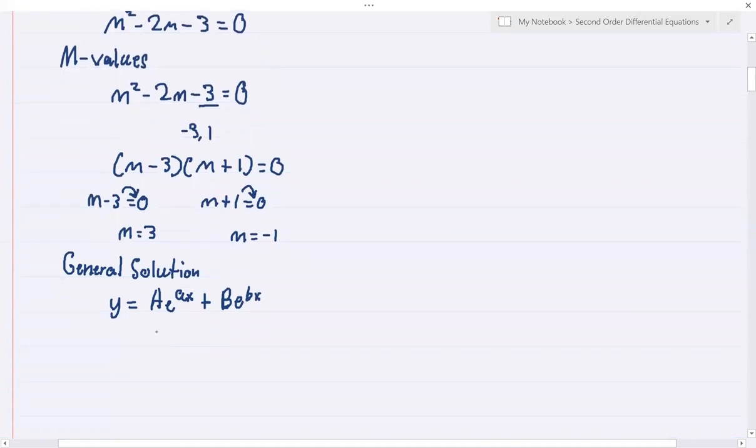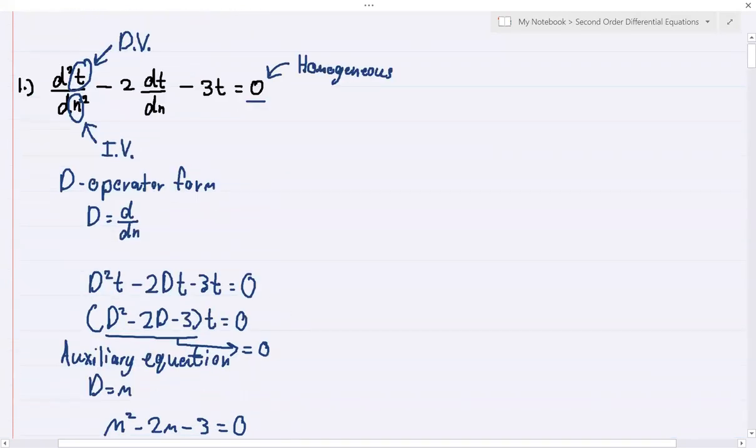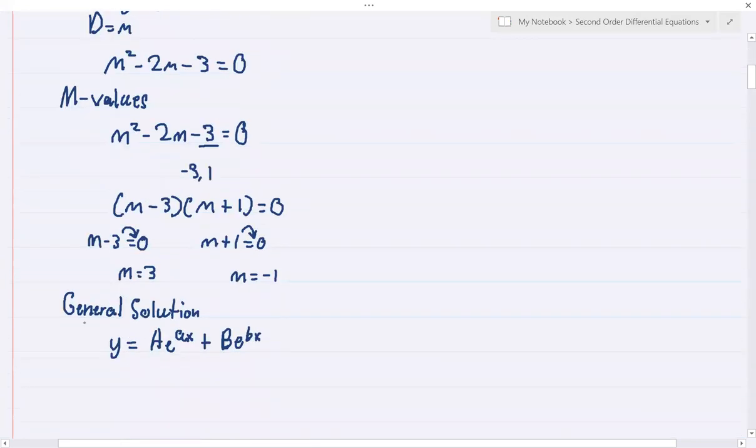Okay? So first things first, you need to take a look at the letters given in your equation or your problem. So we have your t as your dependent variable and we have your n as your independent variable. So that means you're going to change your y into t and you're going to change your x into letter n. So we have ae raised to small an plus be raised to small bn. So that is your general solution.